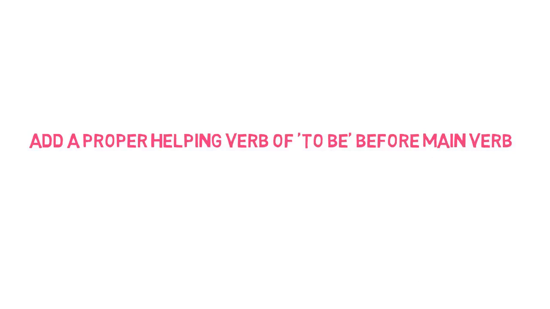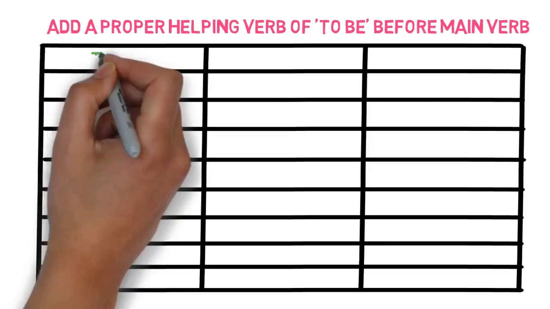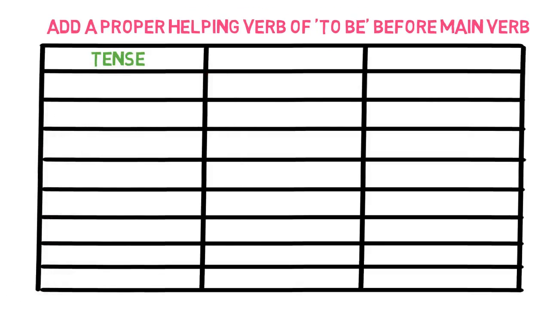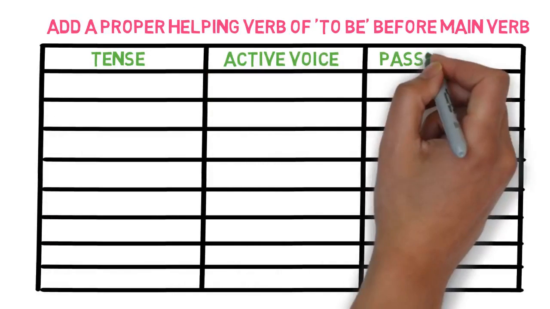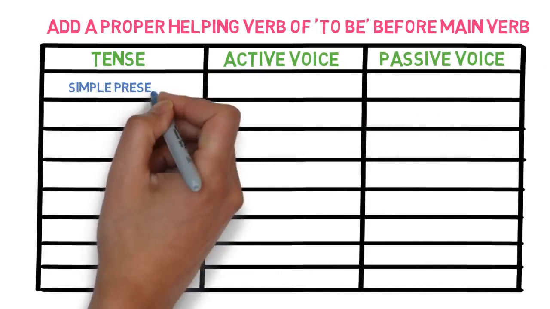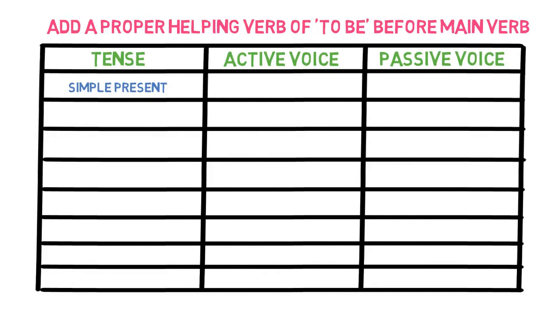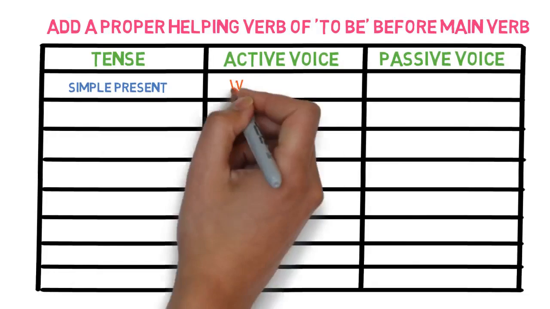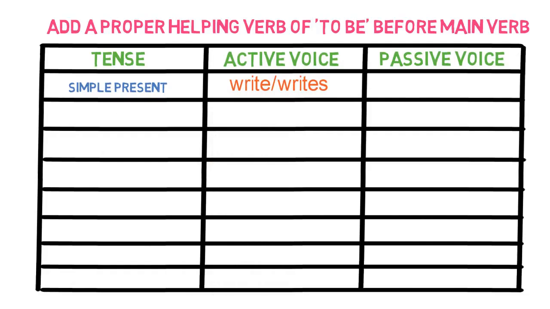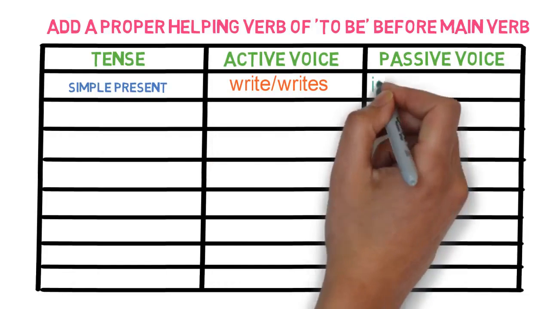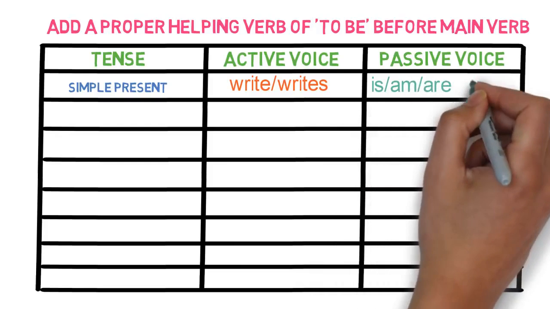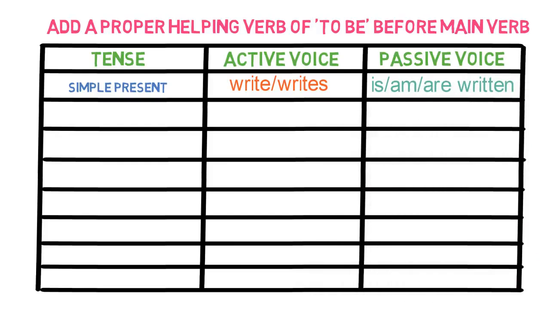This helping verb is decided based on tenses. With an example of main verb write, let's look into the different helping verbs as per the tenses one by one which we need to learn. Simple present. Here in active voice we have verb's first form write or writes, while in passive voice we add is or am or are depending on whether the object is singular or plural, and written.